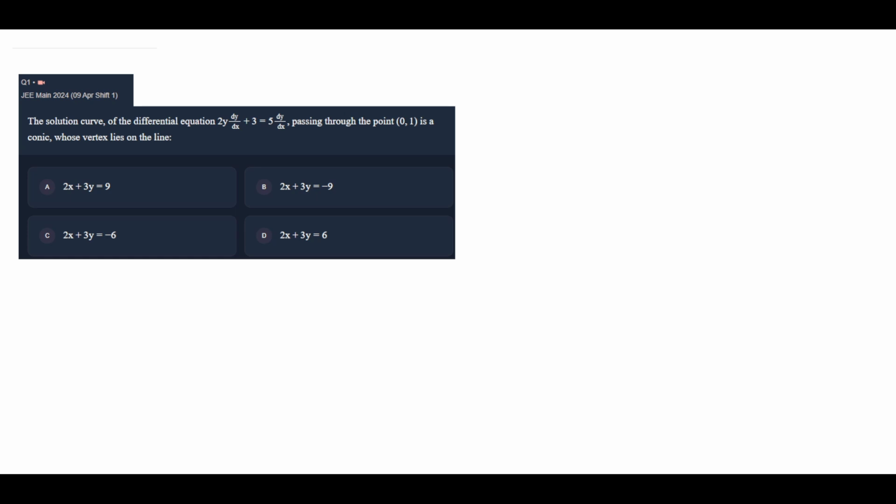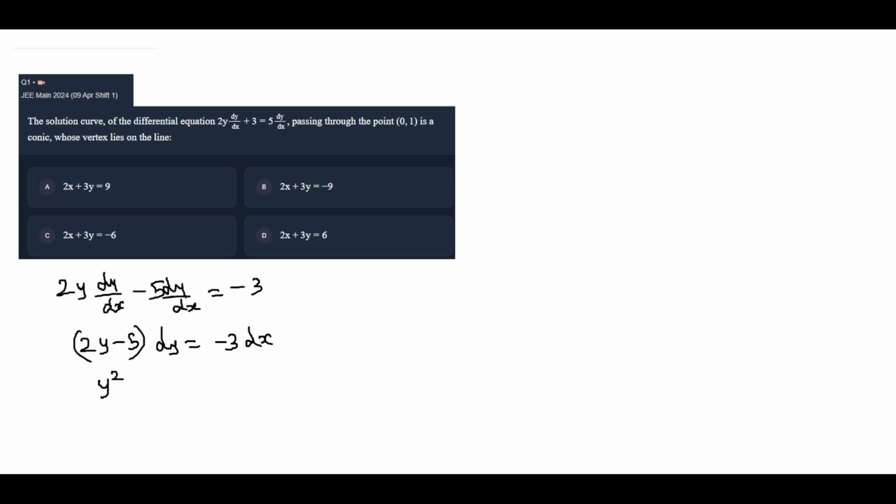First question, 2y dy by dx minus 5 dy by dx equal to minus 3. Take dy by dx common. So (2y minus 5) dy is equal to minus 3 dx. Now integrating on both sides, y square minus 5y equal to minus 3x plus c.